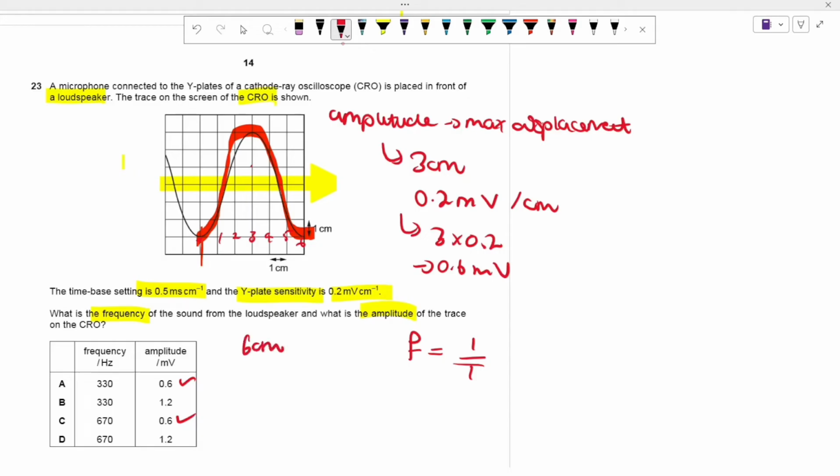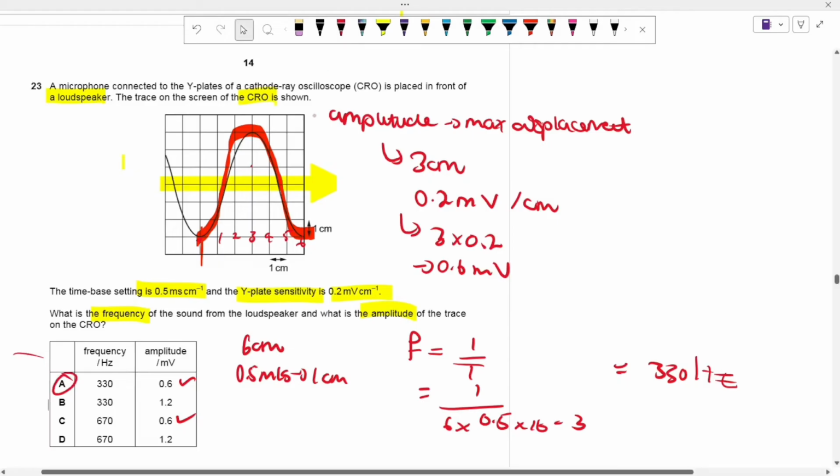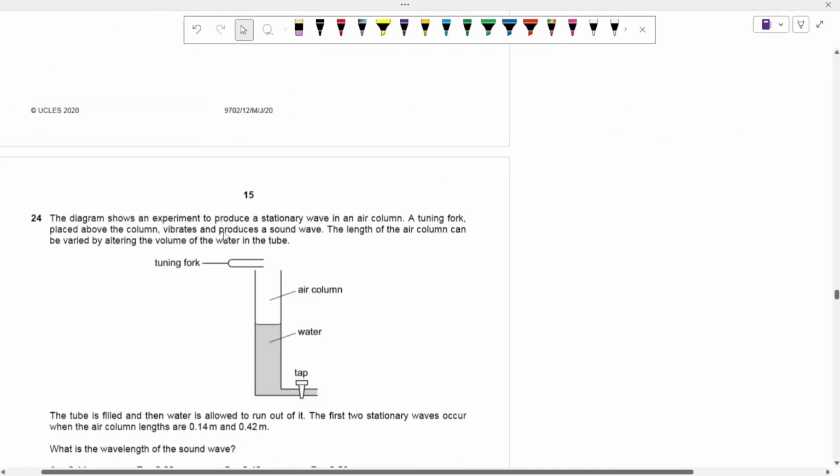But I know that 0.5 milliseconds is for 1 centimeter. So my period will just be 6 times 0.5 milliseconds, and milli means times 10 to the power of -3. So frequency is 1 over that period, and if you punch this on your calculator, your frequency is going to be 330 hertz. The correct answer is going to be A. Very important: just find how many centimeters make up a period, find the time, and then you can find the frequency.